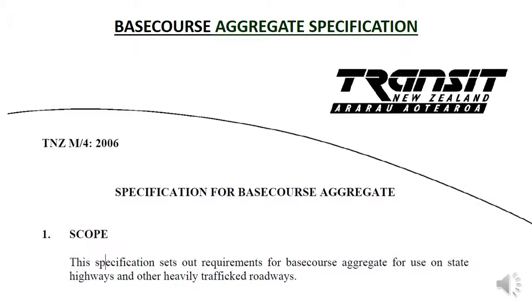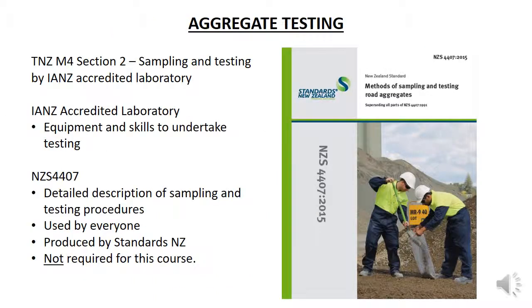So it sets out the scope of the specification, which is to provide the requirements for base course aggregate. Most specifications start this way with a statement setting out what they cover, that is their scope. Section 2 of the base course specification is general requirements. The main one being that all sampling and testing is done by an IANZ accredited laboratory.